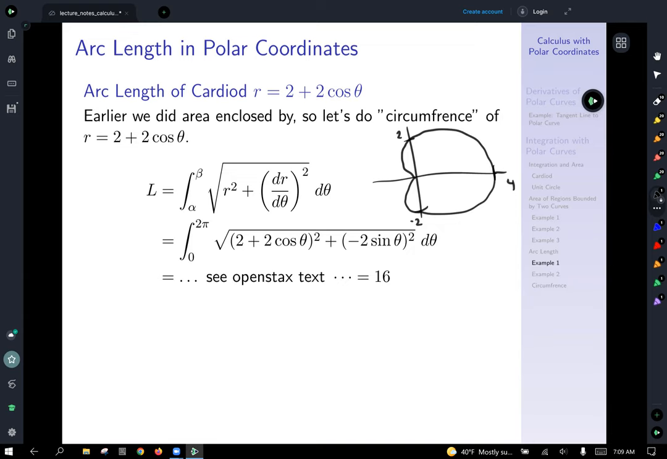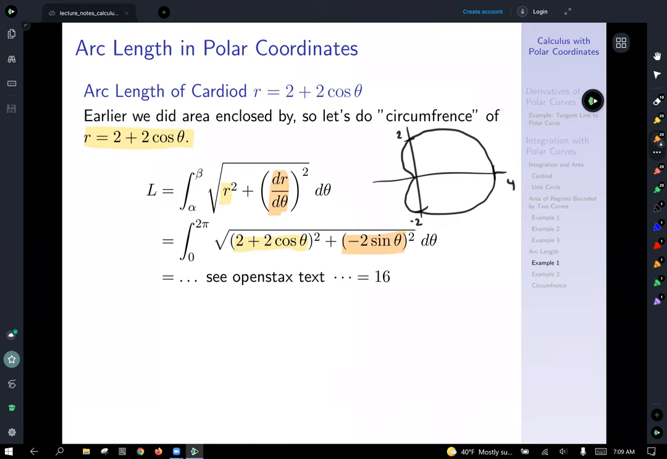looks like here. So since r is 2 plus 2 cosine of theta, when we do r squared in our formula, we just square the unchanged 2 plus 2 cosine of theta. Now, the derivative of r with respect to theta is the derivative of this yellow highlighted expression. That's going to be: the derivative of 2 is 0, the derivative of 2 cosine of theta is negative sine of theta, as we see down there. To finish this one out, I'm going to leave this to say, check out the OpenStax text. They worked this one as an example in its entirety, showing all the steps along the way.